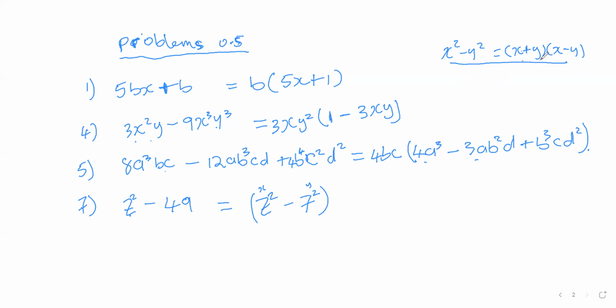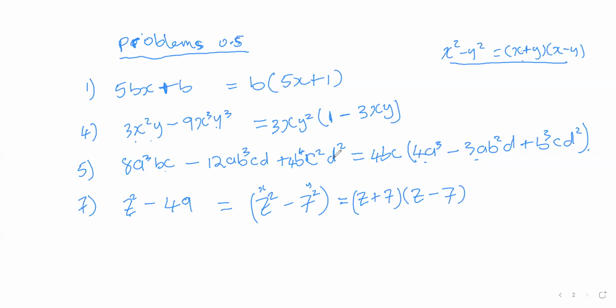So if I apply the formula, it's then going to be the sum of the two, which will be z plus 7, times their difference, which is z minus 7. And that's the complete factoring of that expression there.